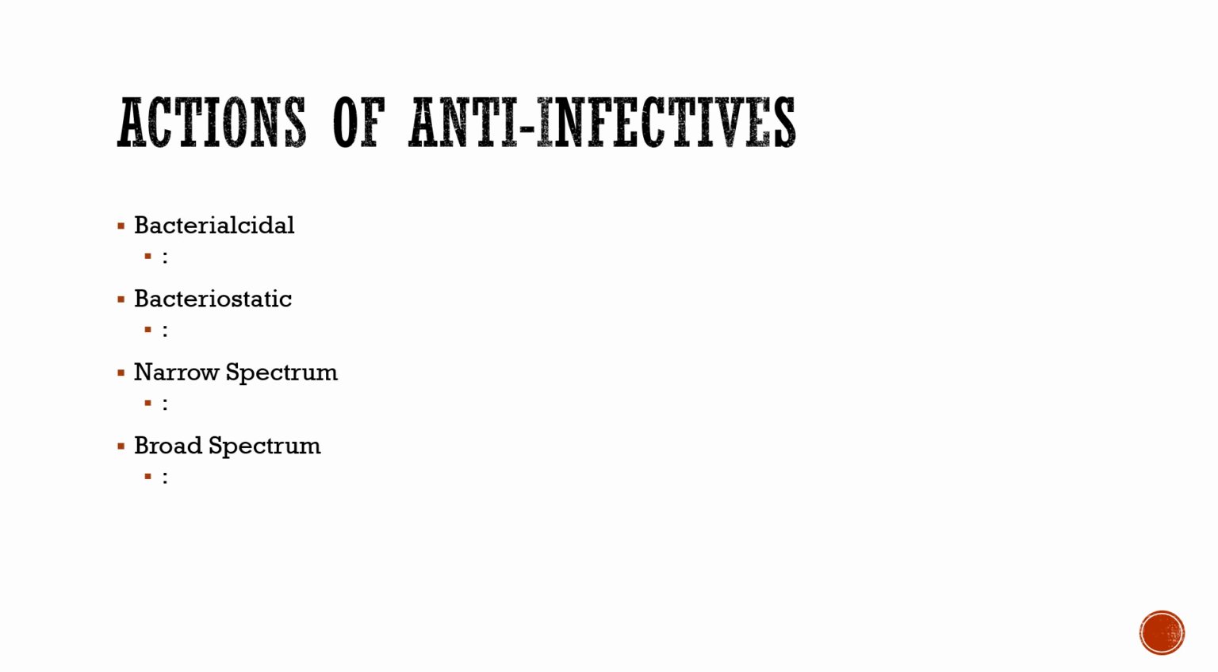Oftentimes we'll start with a broad spectrum because we don't know exactly what's going on or what the bug is, and it's going to take us a while to find out. So they'll start with a broad spectrum that is commonly used for whatever type of infection you're presenting with, and then after the culture and sensitivity comes back, they'll usually move you to a narrow spectrum if something has been proven to be more effective, or if the broad spectrum isn't working as well as they wanted it to, but they found a narrow spectrum that does work against the bacteria that's been grown, they'll move you to narrow spectrum.